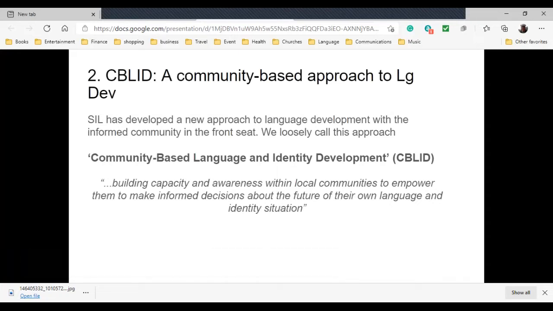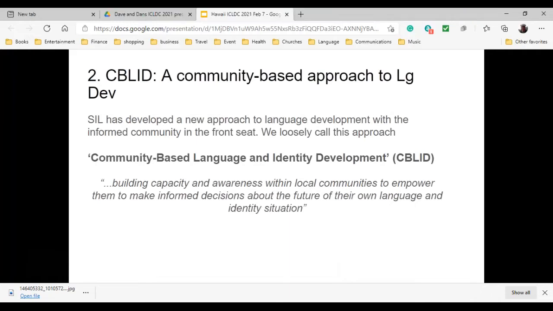That's a good question. And that is exactly the question we're going to explore in the rest of this talk. To address that question, SIL has developed a new approach to language development with the informed community in the front seat, so to speak. And we loosely call this community-based language and identity development, CBLID. You're going to see that acronym throughout the talk. It means building capacity and awareness within local communities to empower them to make informed decisions about the future of their own language and identity situation.